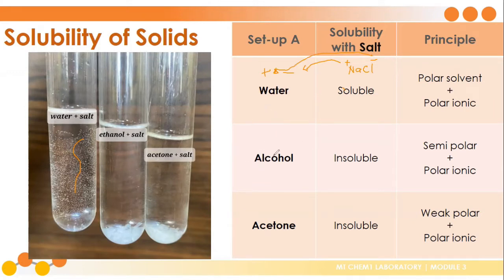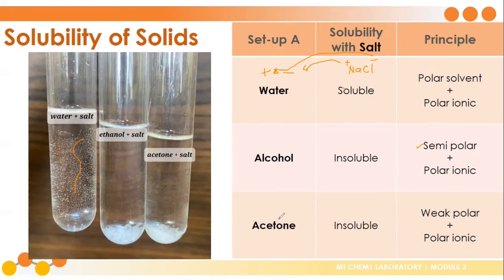Let's proceed with the next solvent, which is the alcohol. Salt is insoluble in alcohol. Why is that? Alcohol is considered semi-polar. Yes, alcohol is a polar solvent, but it is a semi. What does it mean? It means that there is less charge in them, making it harder for the charges to interact with the charges in our salt, making it insoluble.